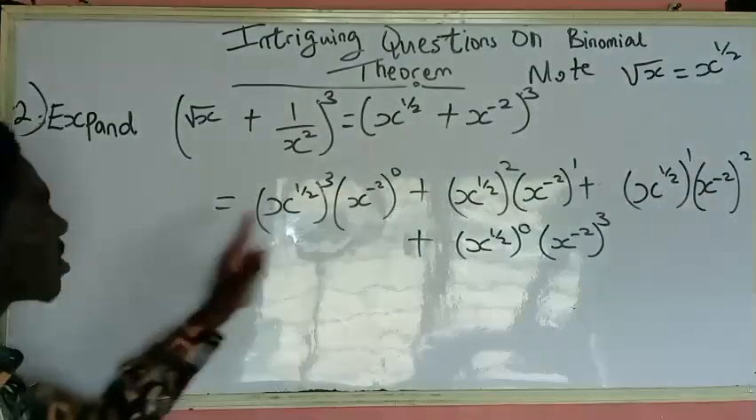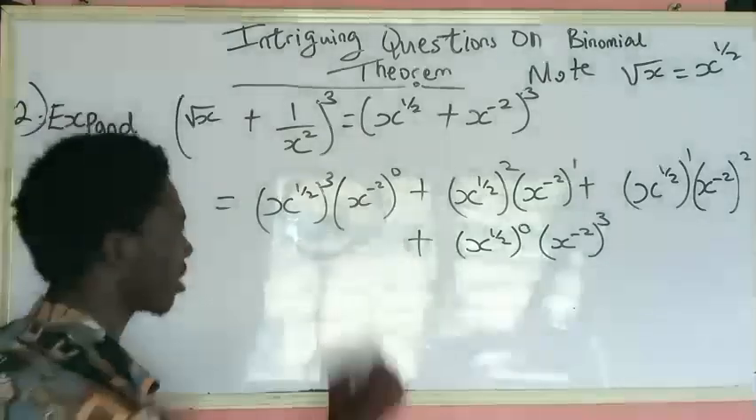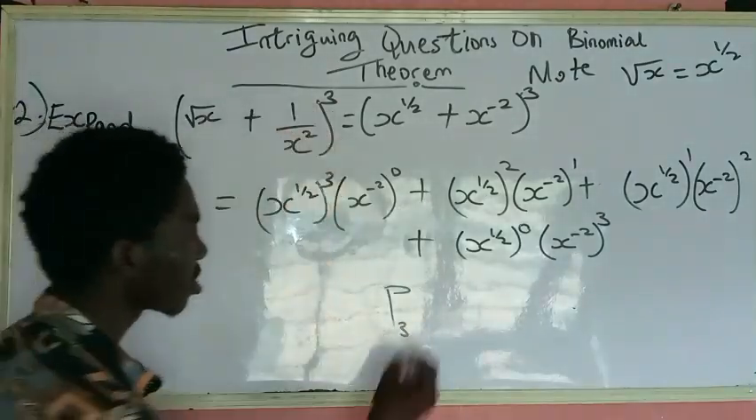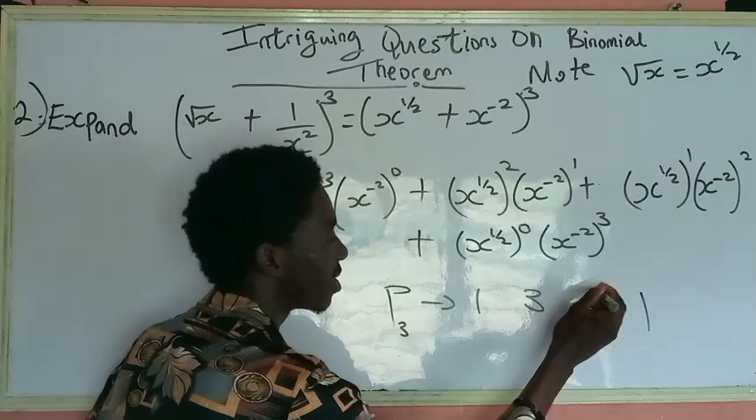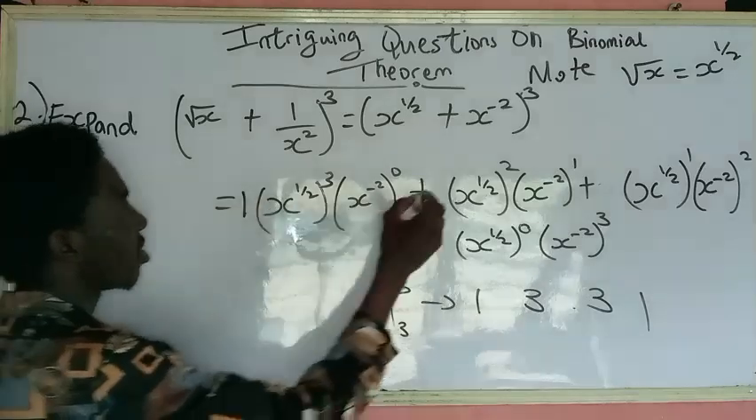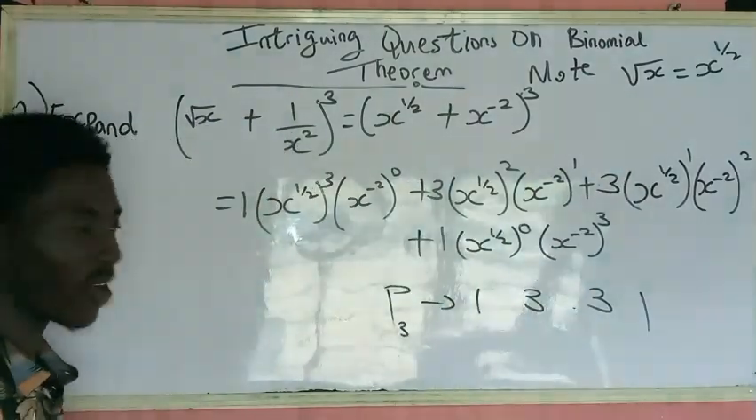Now what will be the values here? The values here are very simple. You can check that from the Pascal triangle coefficients. The powers of 3, this 3 is 1, 3, 3 and 1. 1, 3, 3 and 1. Then you can fill it up. Here it will be 1, it will be 3, 3, and this is 1. Good.